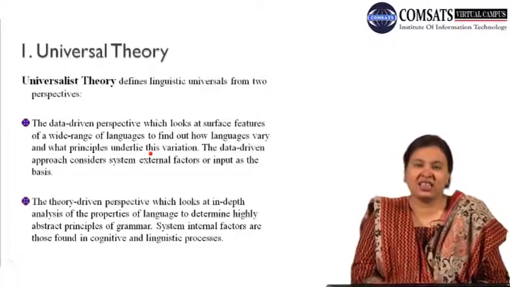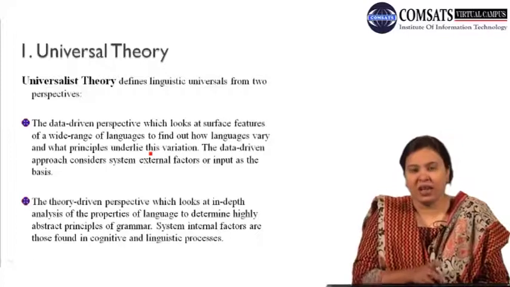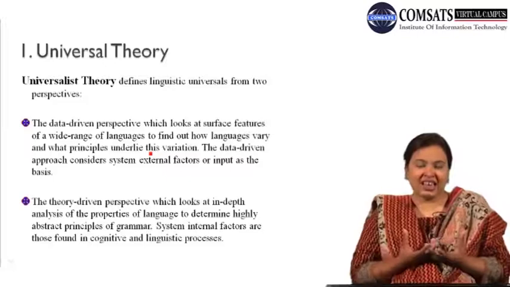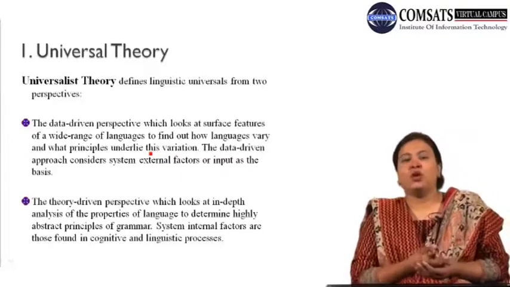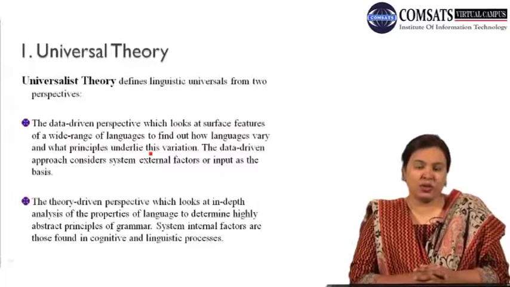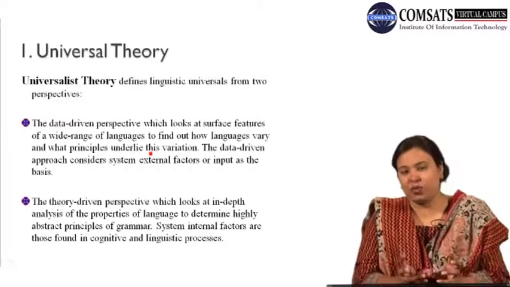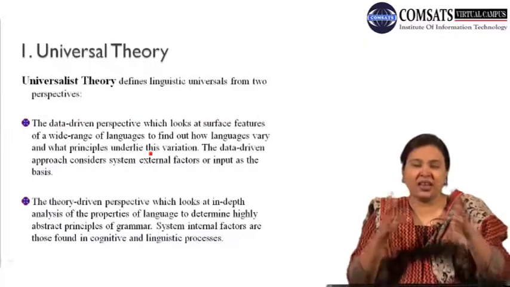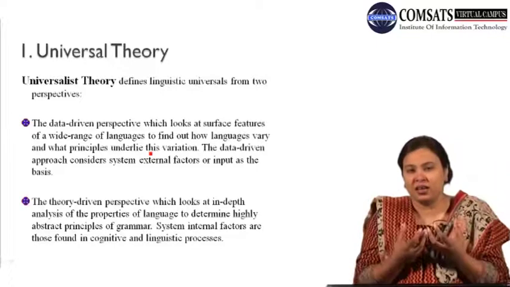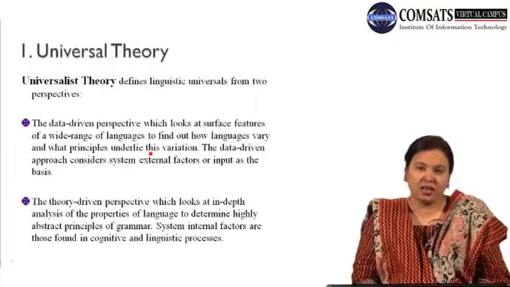This way, the system internal factors are those found in cognitive and linguistic processes. It means what the things inside a language are, and what structures are used inside this language. So in second language, we are concerned totally with the second language itself, rather than taking that language as a model, comparing it with other languages, and then learning it. So these are the two perspectives of universal theory.